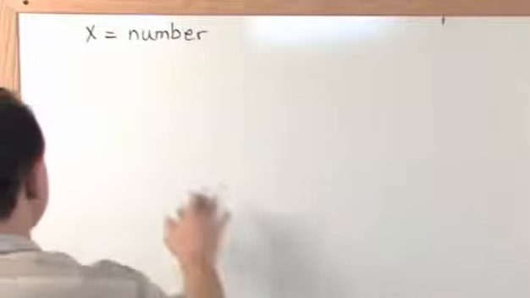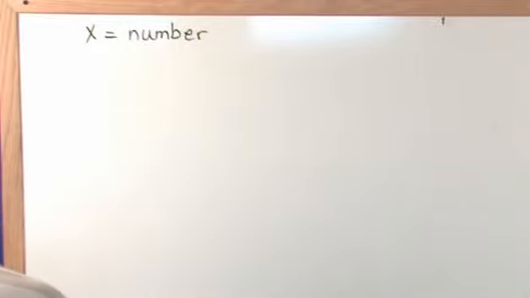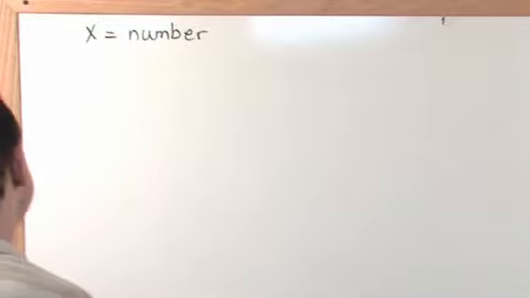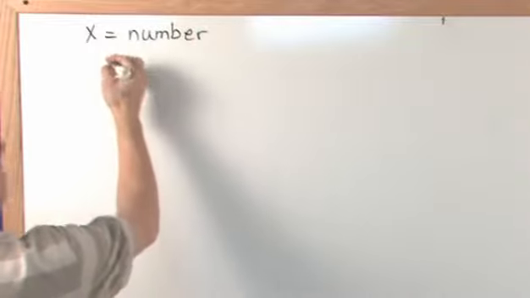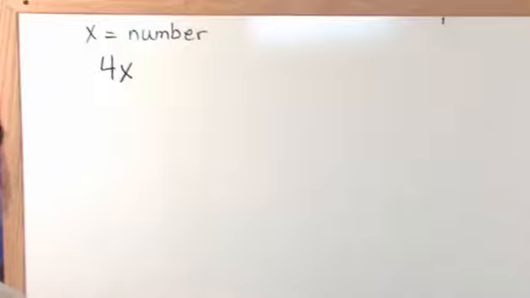So what you want to do is translate this problem into an equation or something you can solve. So 4 times a number increased by 2. Well, if my number is what I'm trying to solve for, then 4 times the number must be 4x. 4 times the number.